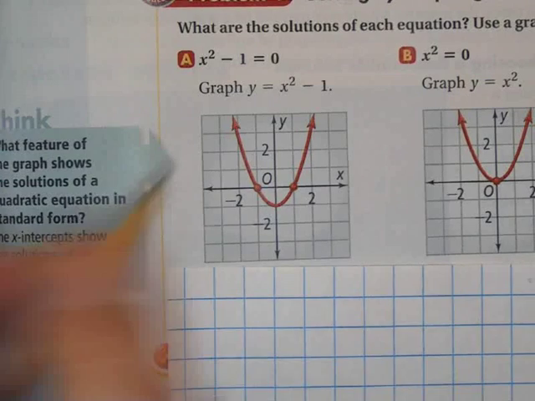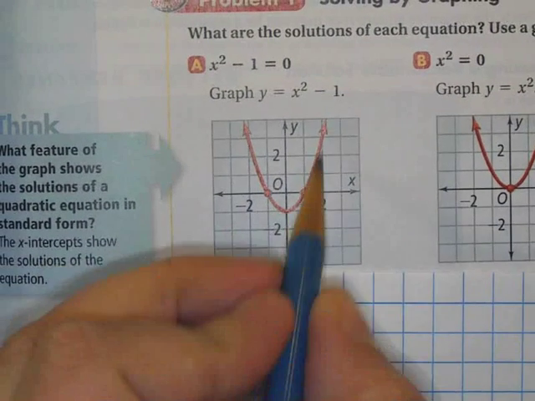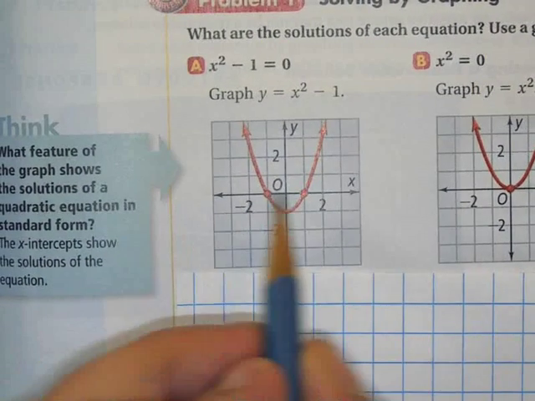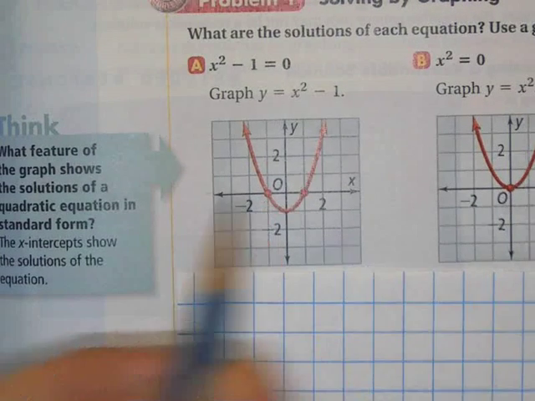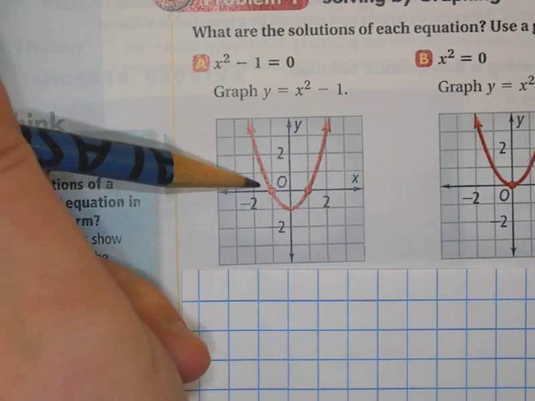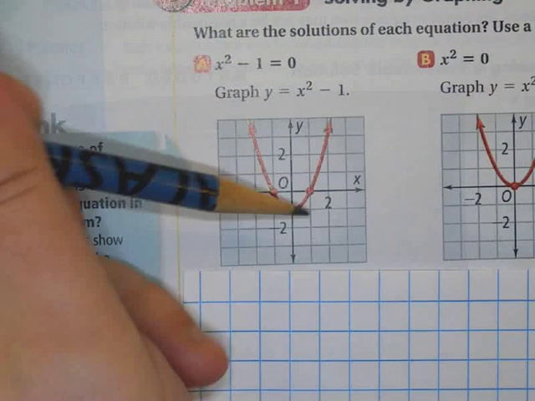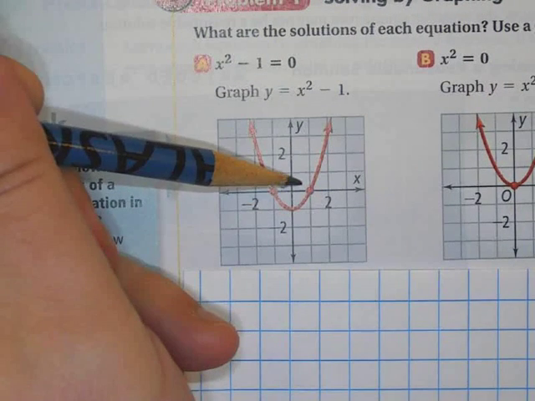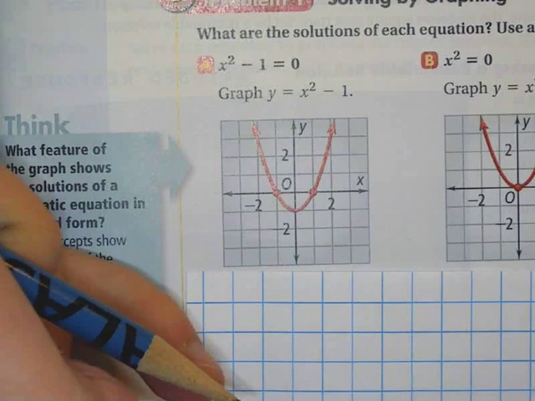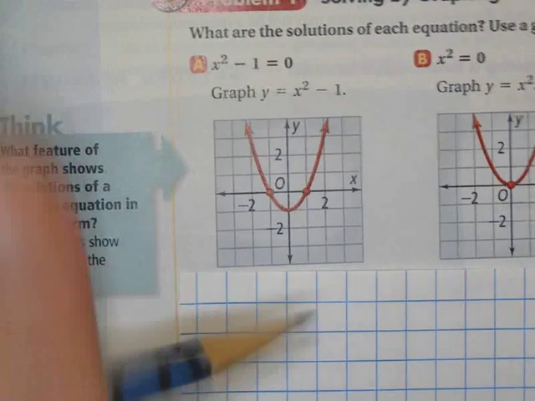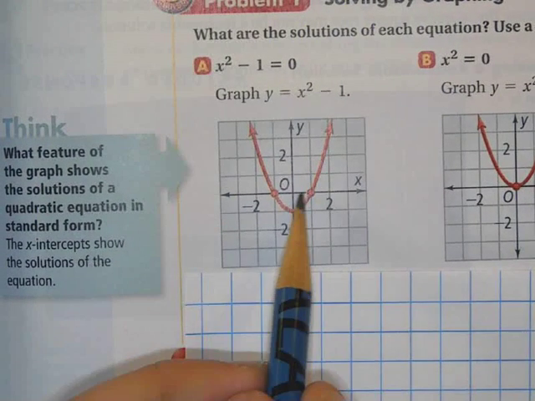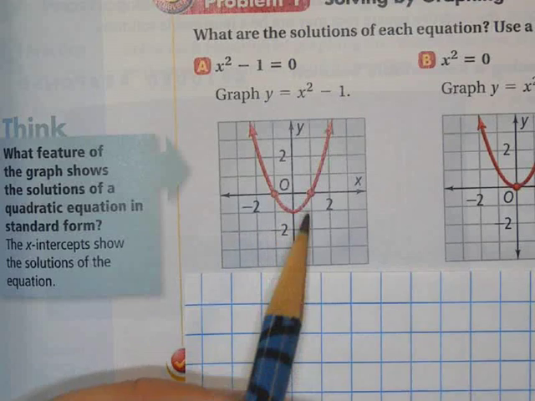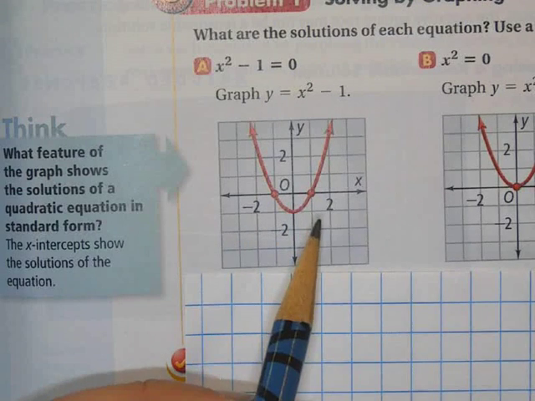So graphically, when we look at this, we're looking for where it crosses the x-axis. So what x makes this true? x equals negative 1, and x equals 1. So how many solutions does this one have? How many times did it cross the x-axis? It crossed it twice, so we have 2 answers that make this true.